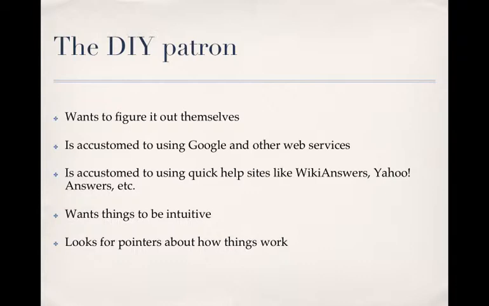They also utilize things like Wiki Answers and Yahoo Answers. I know we saw in the OCLC study that we looked at in, I believe, week 2, that there's a huge number of people who are using these answer sites, much more so than are using the library. And they want things to be intuitive. They expect things to be intuitive. And when they're not, they'll look for pointers like help screens or something in the system that will explain how things work. They're more likely to try different strategies than they are to actually read the manual.